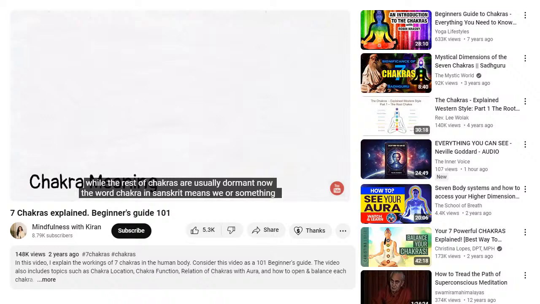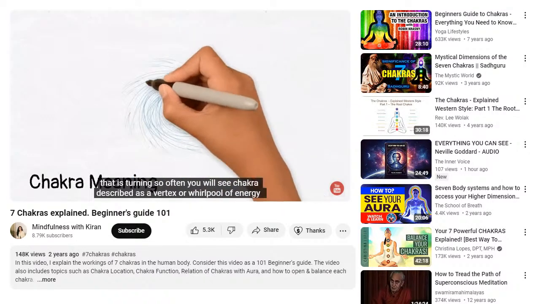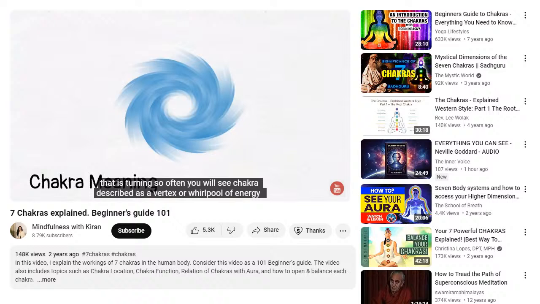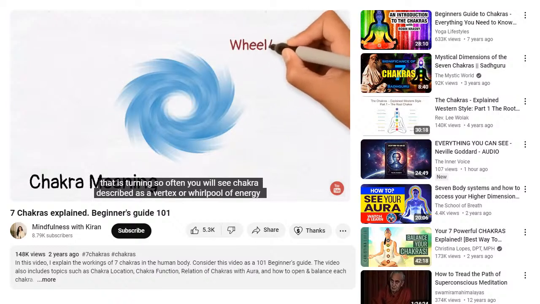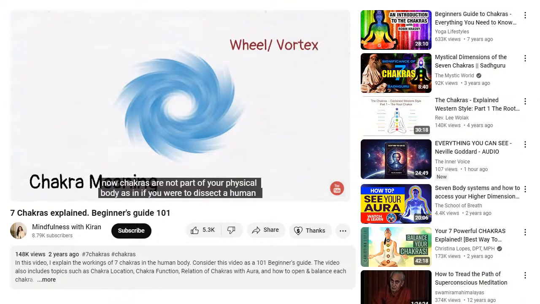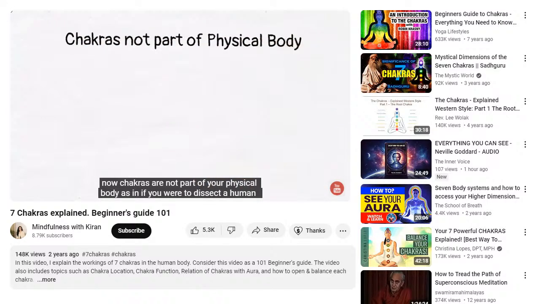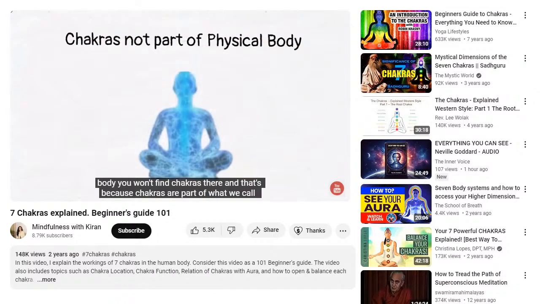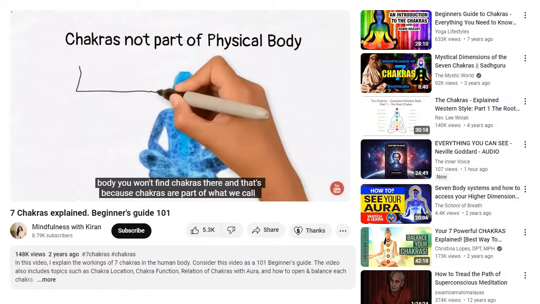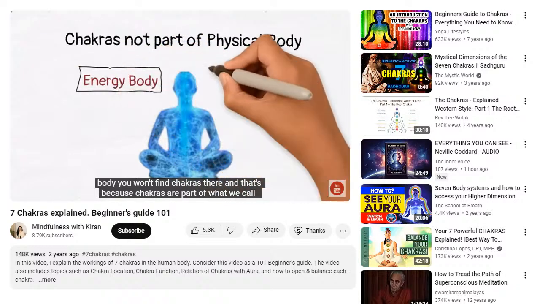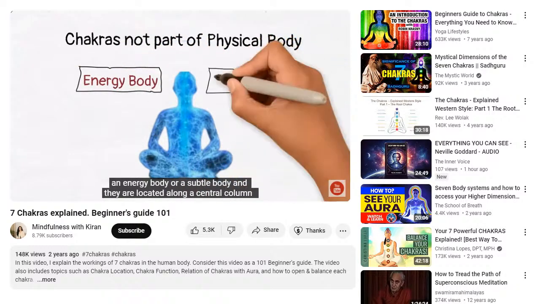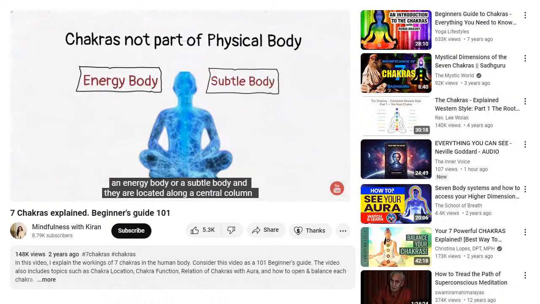Now, the word chakra in Sanskrit means wheel or something that is turning. So often you will see chakra described as a vortex or whirlpool of energy. Chakras are not part of your physical body. As in, if you were to dissect a human body, you won't find chakras there. That's because chakras are part of what we call an energy body or a subtle body, and they are located along a central column.